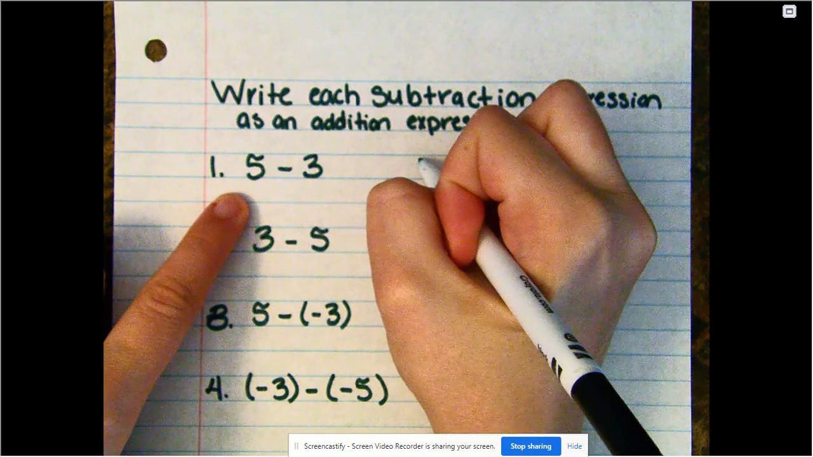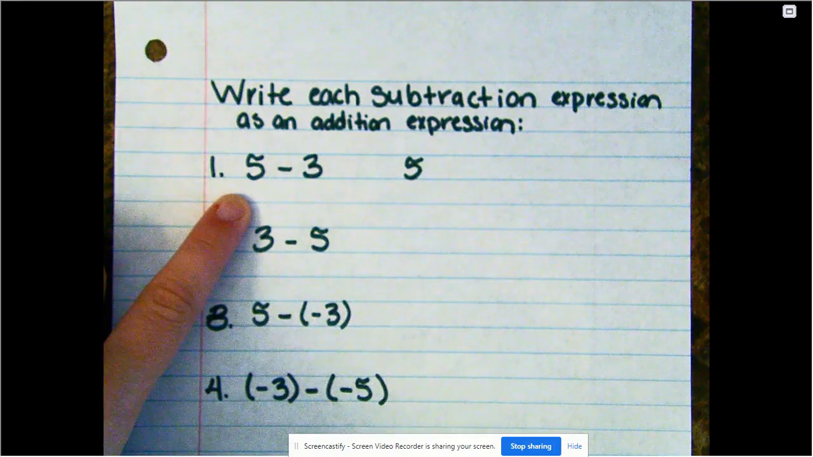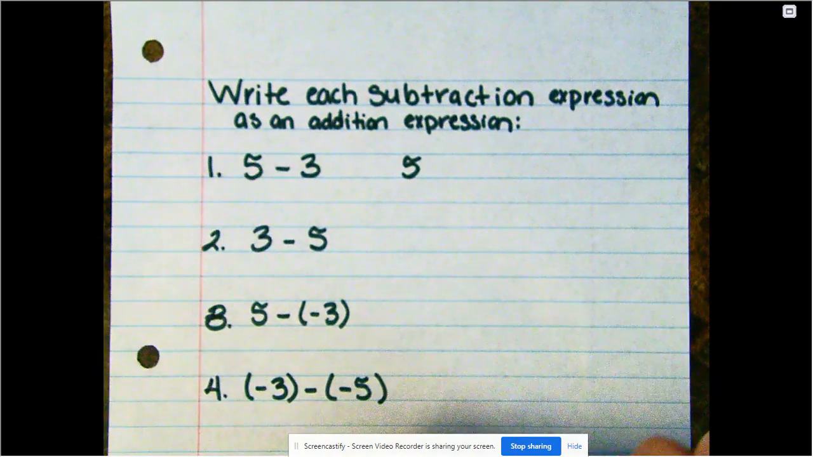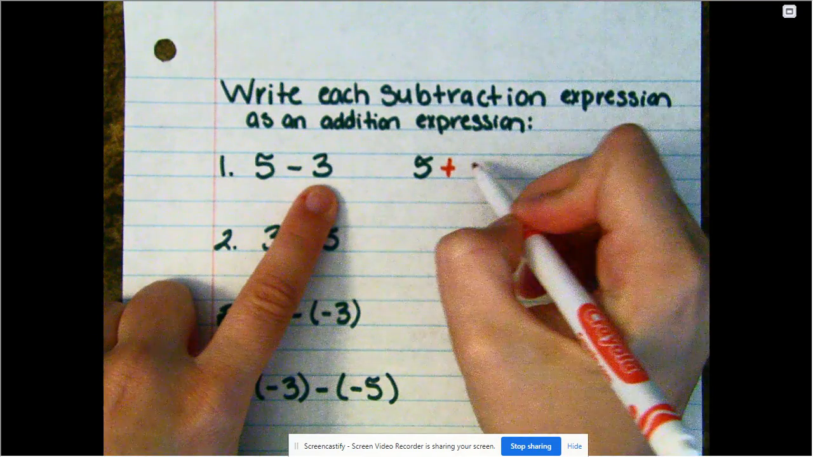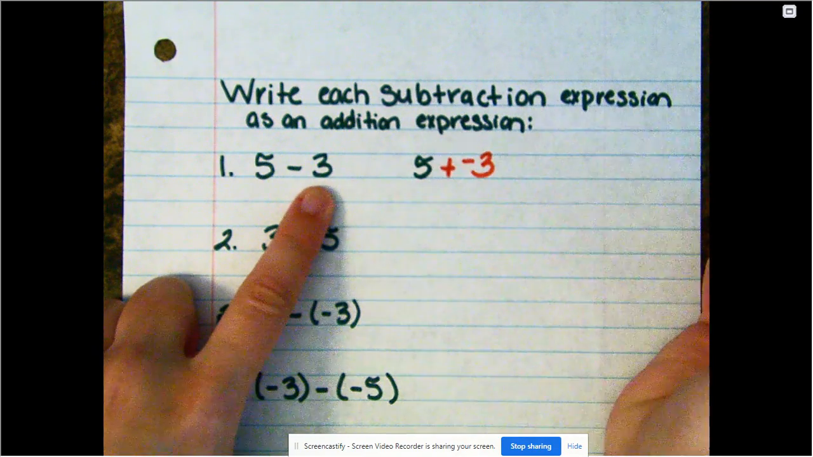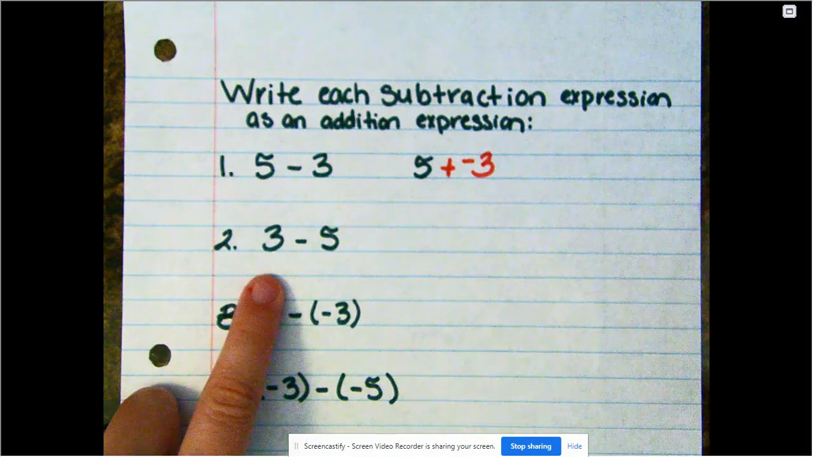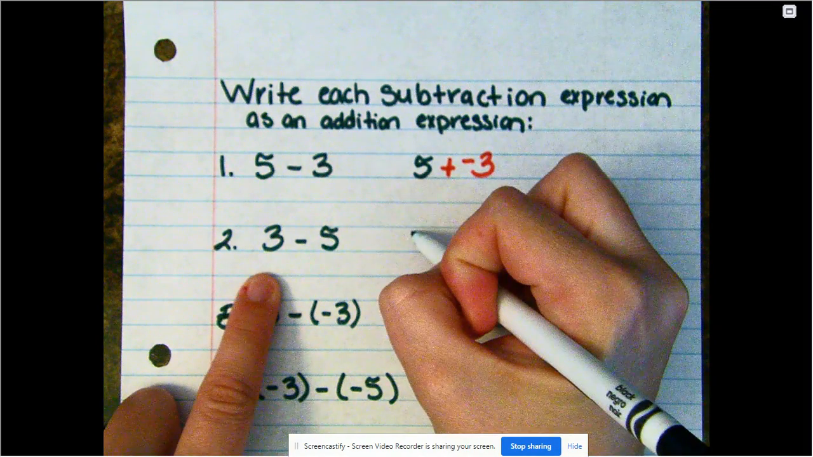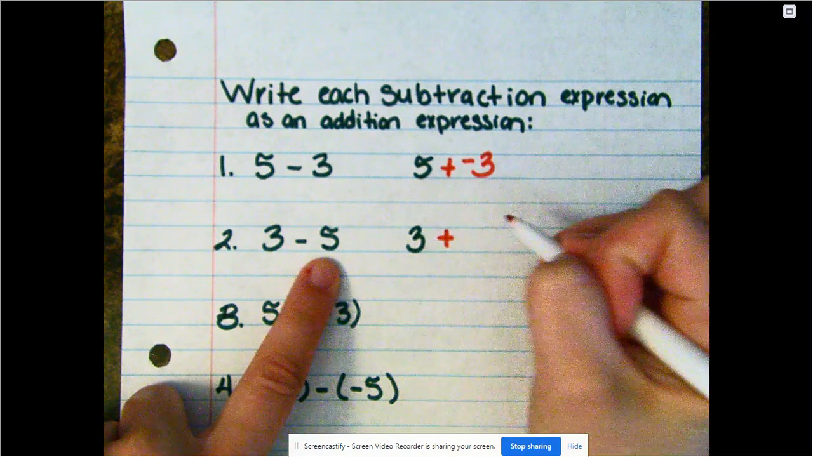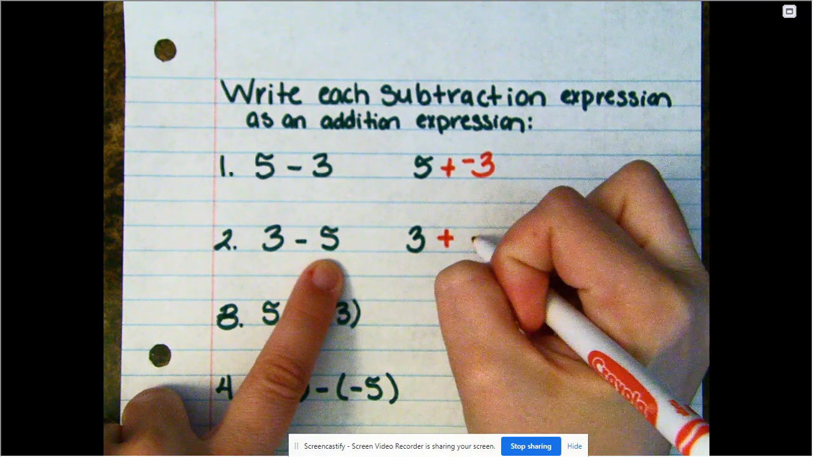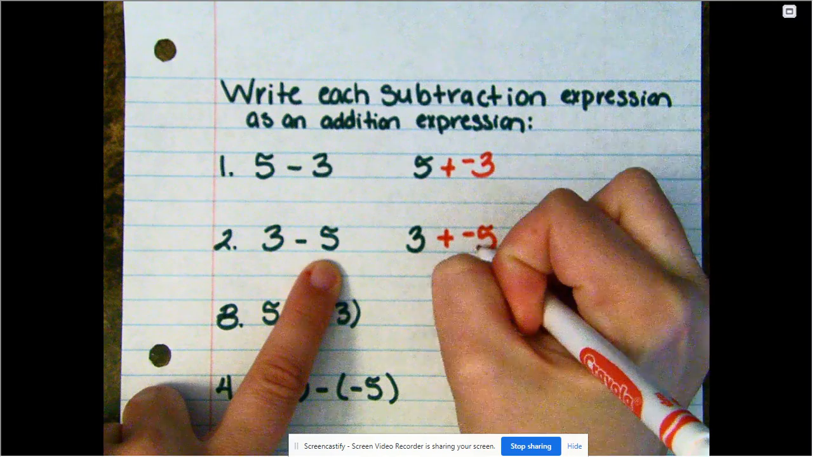So here we have 5, adding its opposite. So instead of subtraction, we're going to add the opposite of a positive 3, and that would be negative 3. Okay, this one we're going to add its opposite. So we have 3. We're going to add the opposite of positive 5, which is negative 5.